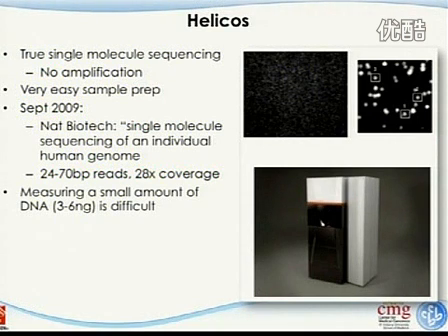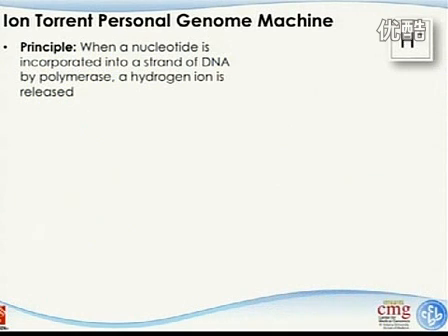And they published a Nature Biotechnology paper in September 2009 on the single molecule sequence of an individual human genome. And their read length is from 24 to 70 base pairs, and they had 28X coverage. So for the moment, this is the most affordable technology to sequence the genome, and it was killed by the market later on. Now, one of the problems is measuring a small amount of DNA is really, really difficult. A lot of people don't want to work on that. I mean, it's painful. And I heard that the alignment is tricky, but I haven't seen the real data, so I don't know why it's tricky. All right. But anyways, they're not going to make it.